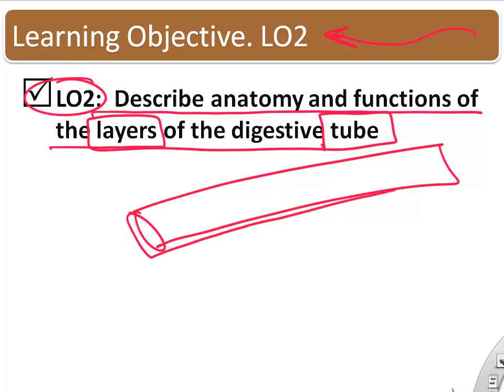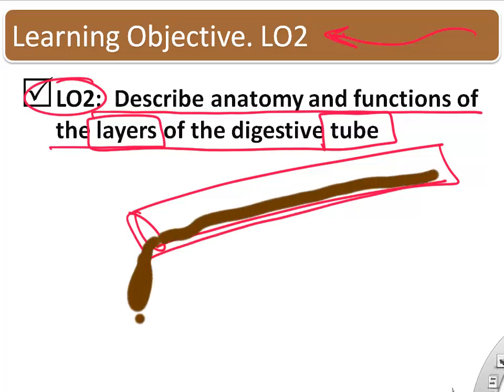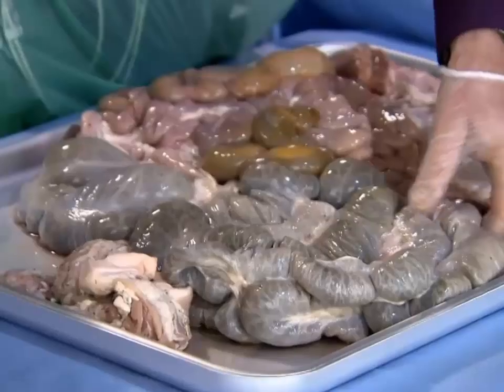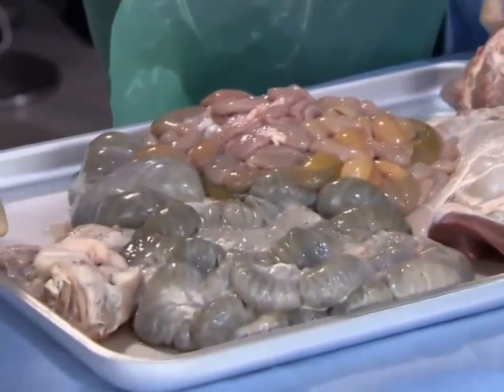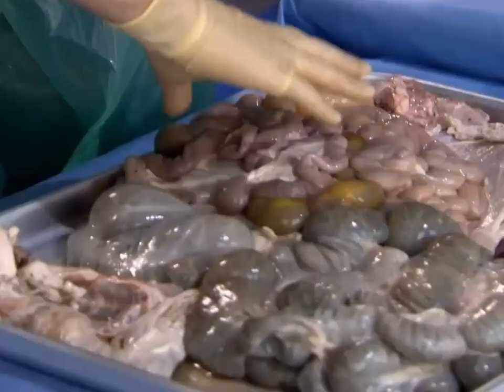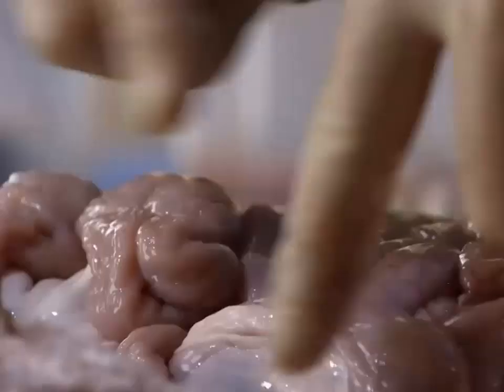Our next learning objective is to describe the anatomy and function of the layers of the digestive tube. So here we can see in a video, I believe this is a digestive system of a pig, and it really is one continuous tube once you get to the esophagus.